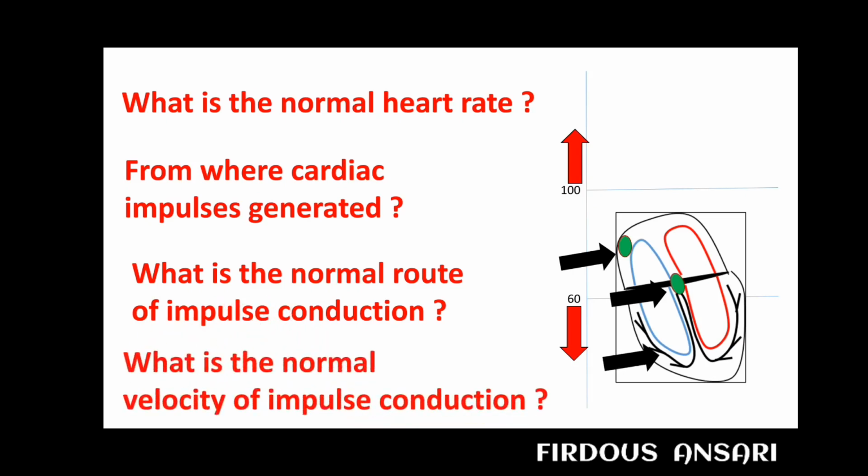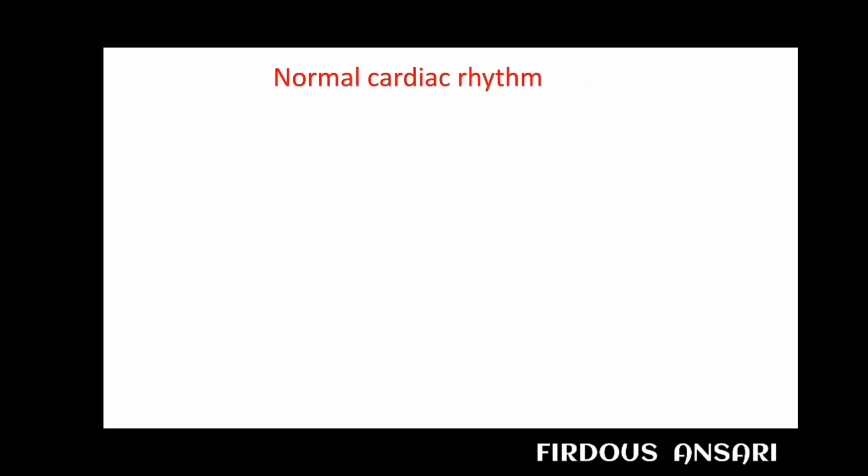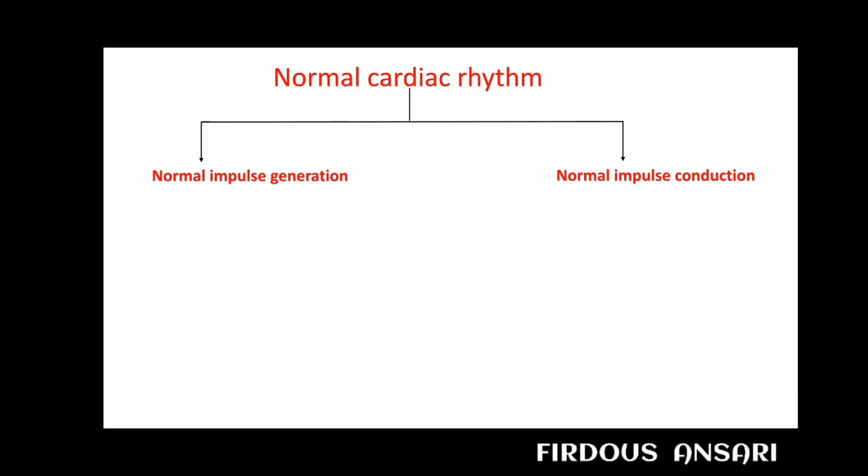Next question is, what is the normal velocity of impulse conduction? Impulses are generated from the SA node and then conducted to the atrium at a moderate velocity. From the atrium, the impulses are conducted to the AV node at a very slow velocity. Next, from the AV node, they are conducted via the Purkinje system to the entire ventricles at a very high velocity. So in the atrium the velocity is moderate, in the AV node it is very slow, and in the Purkinje system it is very high. So for maintaining a normal cardiac rhythm, it requires 2 important factors. The first one is normal impulse generation and the second one is normal impulse conduction.